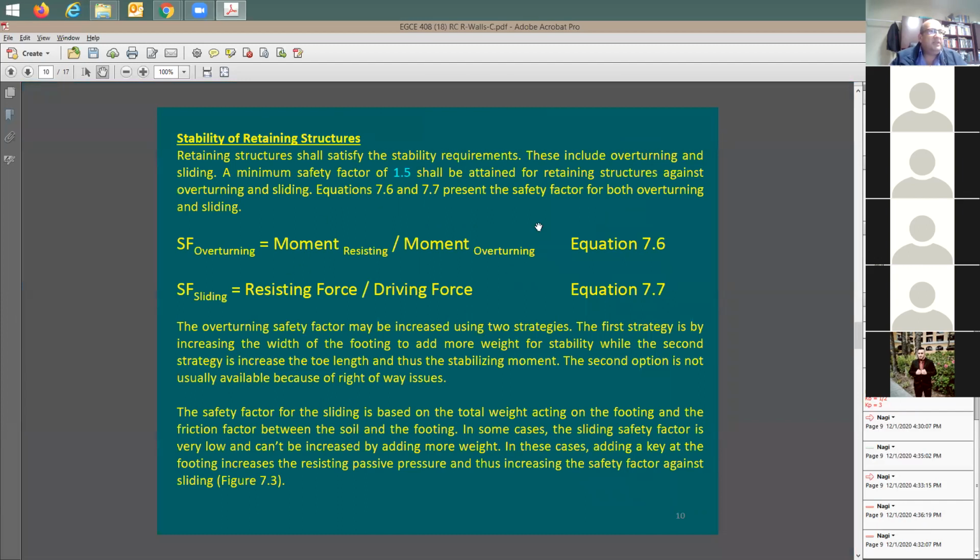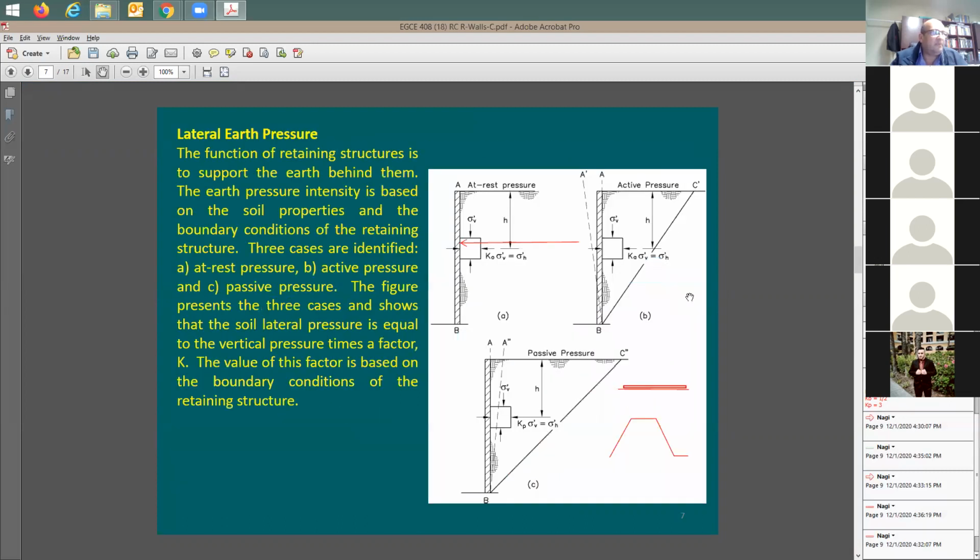Now, here I'm going to put a big sign. It's going to be for reading only. Why for reading? It's about the stability of the wall, and I don't want to cover it in this course. It's going to be about foundation design, but you need to understand where it's coming from. You need to know that overturning is not good and you need to have a good safety factor against overturning, and the same thing for sliding. So let me go back and confirm this with you guys.